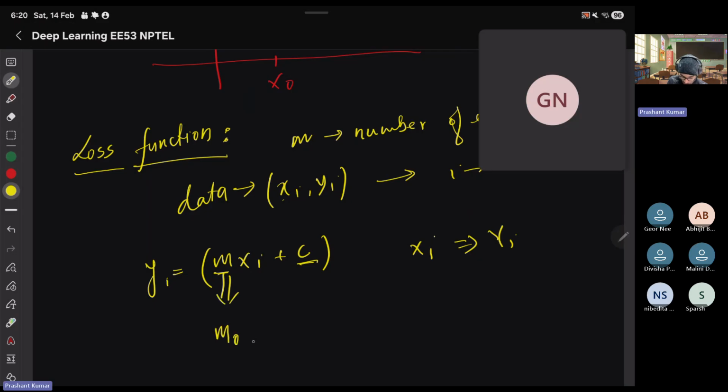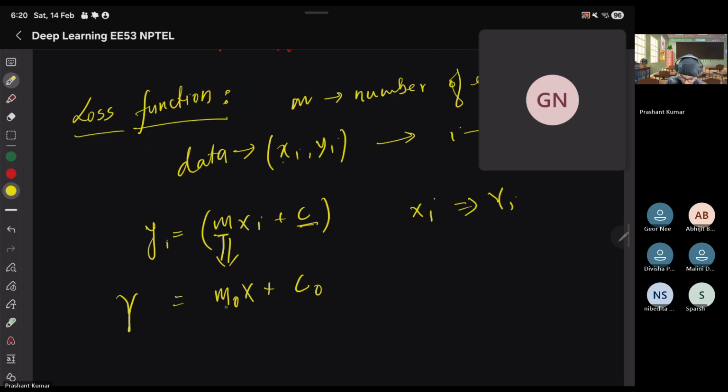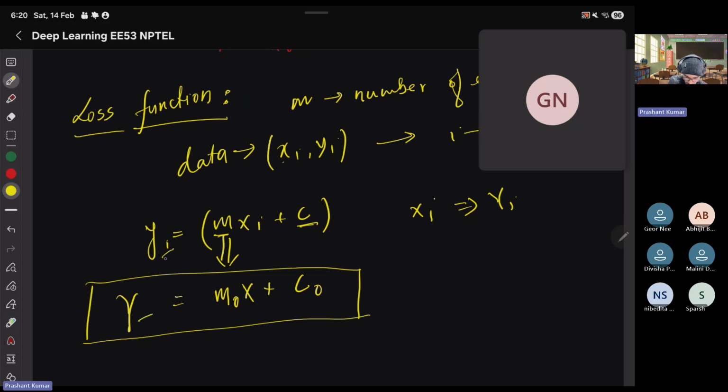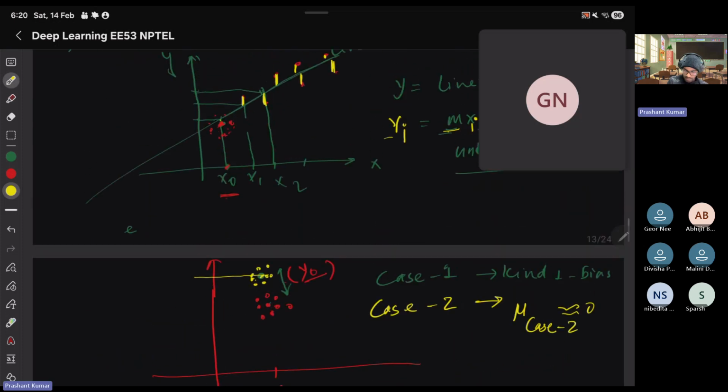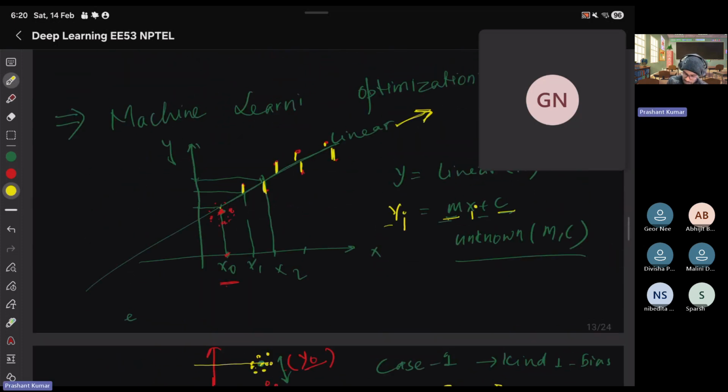Like you have m naught x plus c, which is c naught, that is equal to y. This is your correct value. This is what you have got from the experiment, and you want to fit the value of m and c such that you have got the value of m and c as m naught and c naught. Okay. Now, for any m naught and c naught, this is the minimum error you are always going to get, right? Anyone? Are you listening?